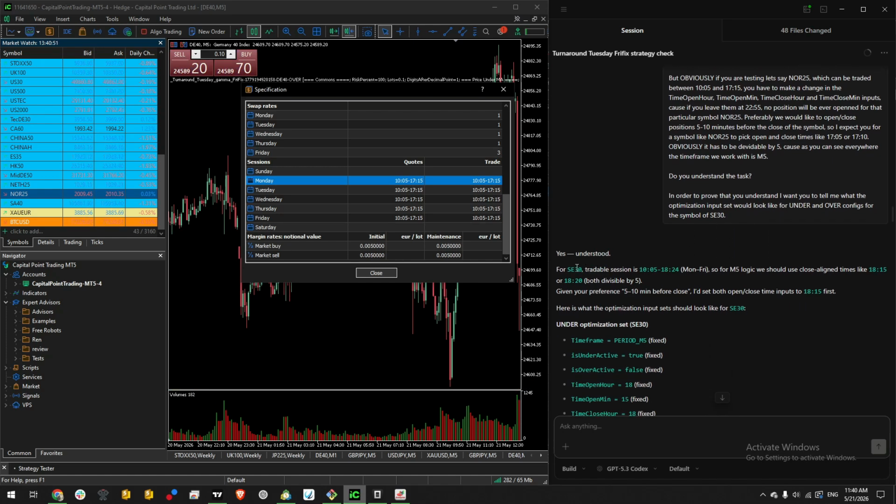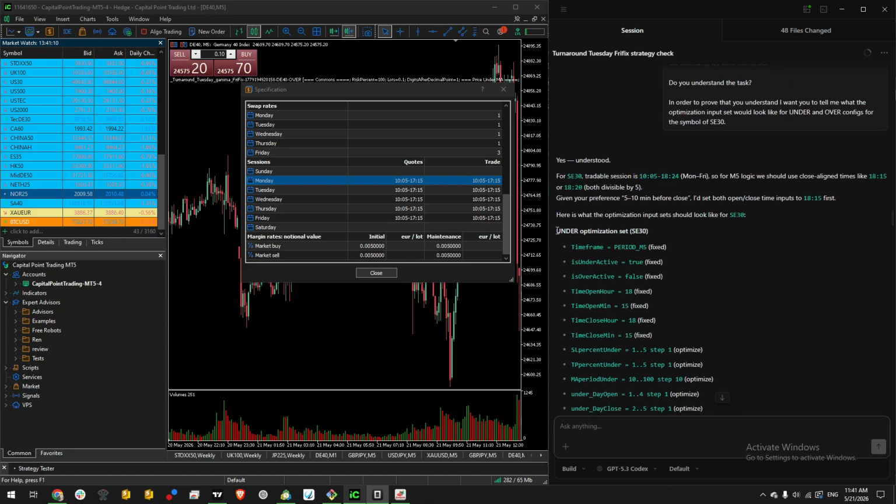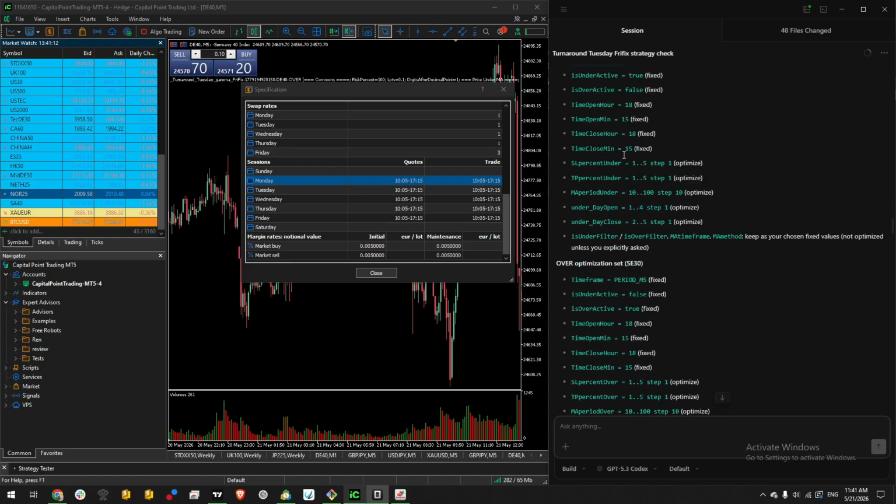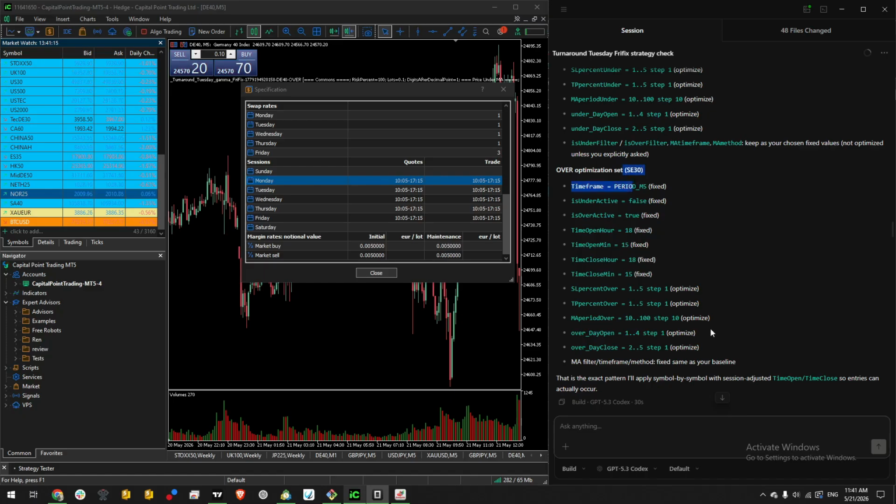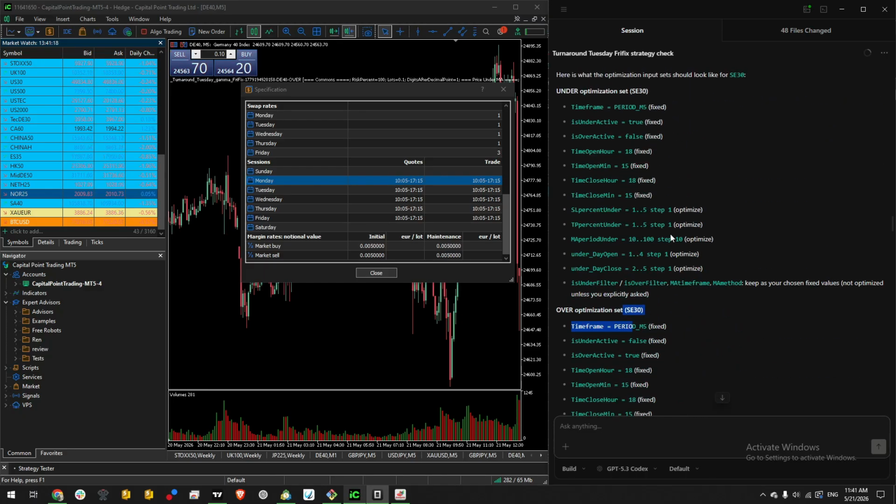And yeah, for this index, tradable sessions are these ones. So for M5 logic, we should use close aligned times like 1815, 1820. Given your preference, I'd set both open close time inputs to 1815. Perfect. Yeah. And then it's citing the under optimization set and the over optimization set. And I think I found one mistake here.